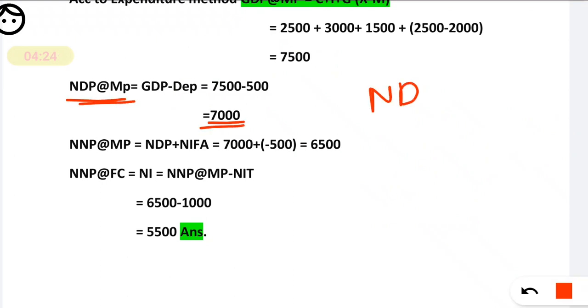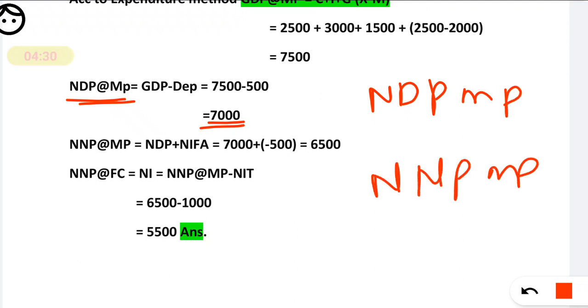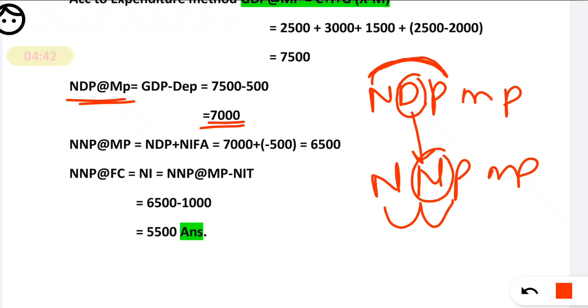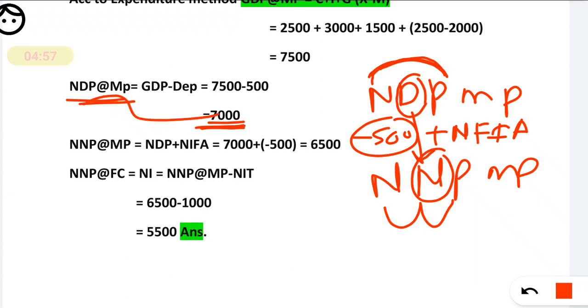From NDP at market price, you can compute NNP at market price, which means you are moving from domestic to national. Here is net domestic product, and here is net national product. So how can you move from domestic to national? By adding the net factor income from abroad. So what is the NFIA? They have given net factor income from abroad as minus 500, right? So 7000 is the NDP at market price, add NFIA, which is minus, so 7000 minus 500, you will get 6500. It is your NNP at market price.